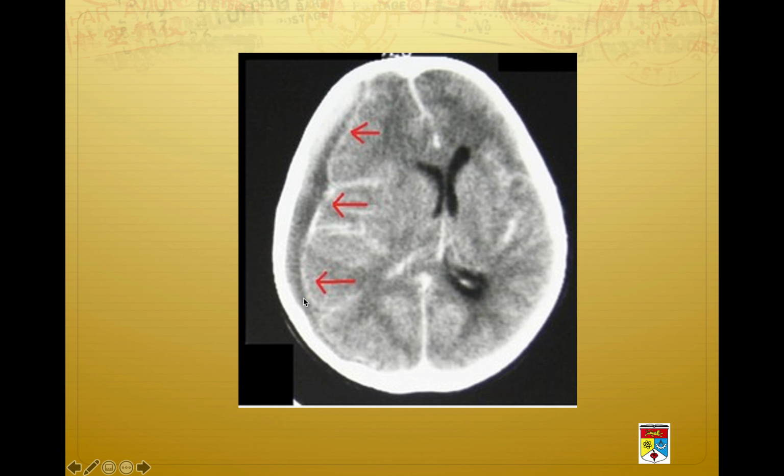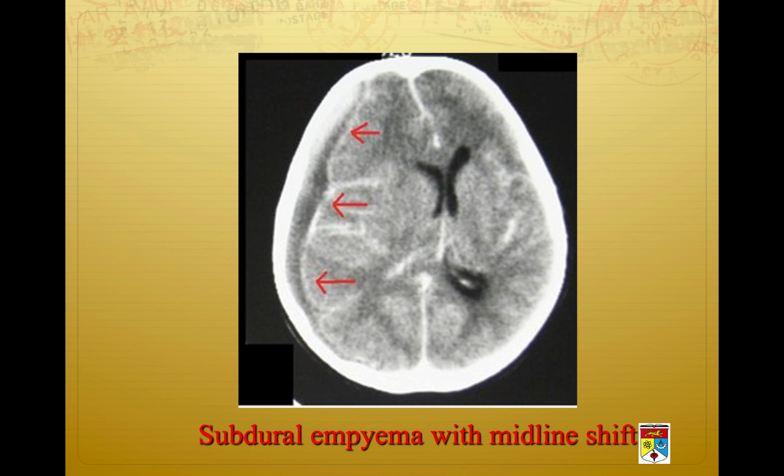On top of that, you see some enhancement of the meninges adjacent to the brain. That means it's actually an enhancement of the arachnoid layer. So what can this be? If there is enhancement, you know there is inflammation. Since there is inflammation, we have to think about infection. So infection in the subdural space with some debris within it is a subdural empyema.